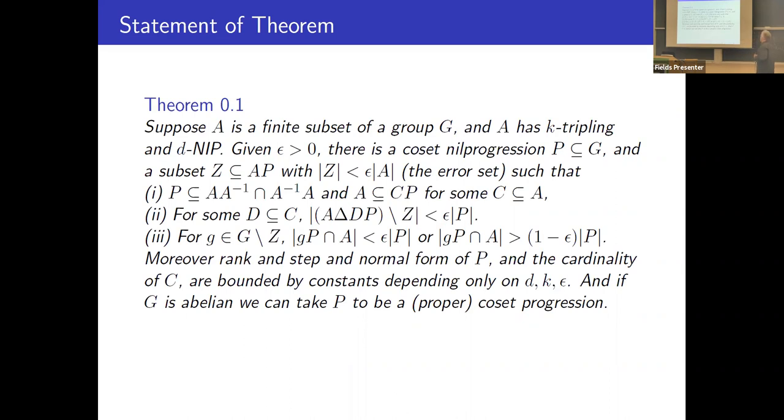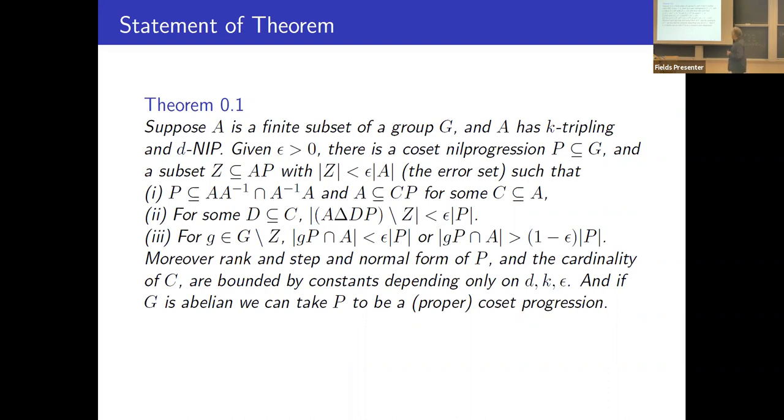Given epsilon, you can find a finite coset nil progression P in G, and a subset Z of A times P. That means you're multiplying elements of A by things of P on the right, and P is finite. The size of Z is less than epsilon times the size of A. So Z is the exceptional set or the error set.